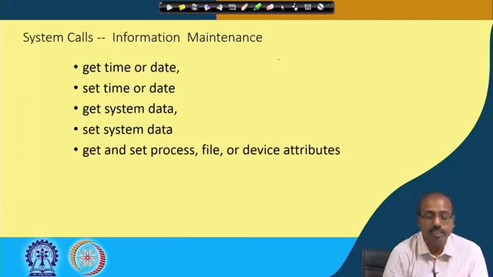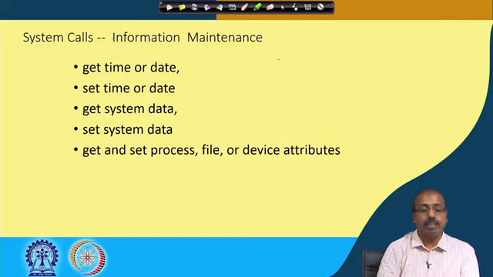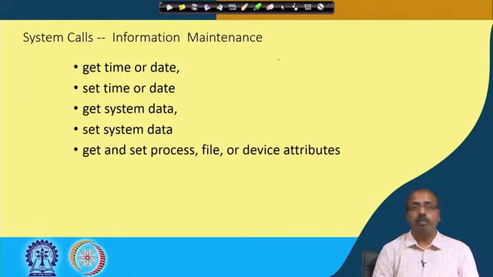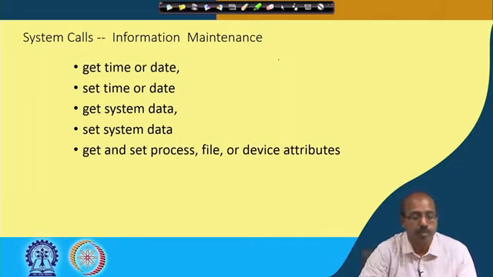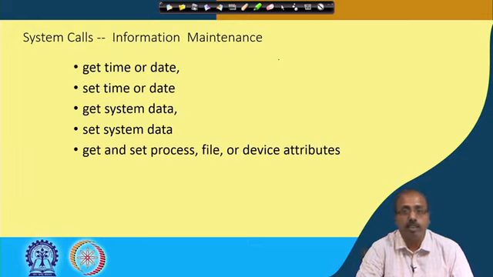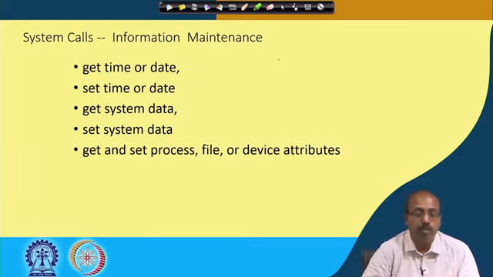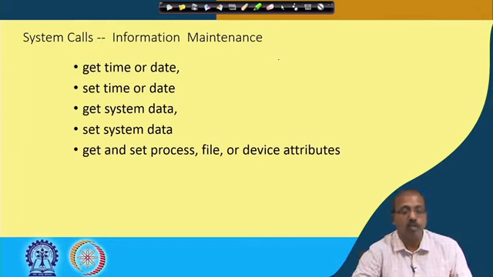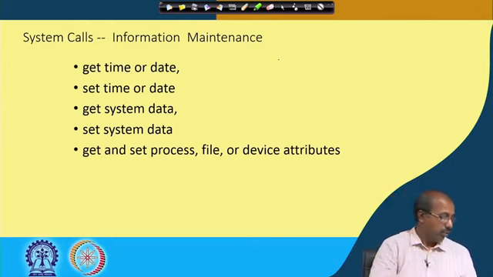Then there are maintenance related calls like get time or date. For example, if you are trying to keep information about which user is using the system and for how much time, then these are important: get time or date, set time or date, get system data, set system data, then get and set process, file or device attributes. These are some of the maintenance related system calls that are available in operating systems. All operating systems will have some variant or the other of these calls.